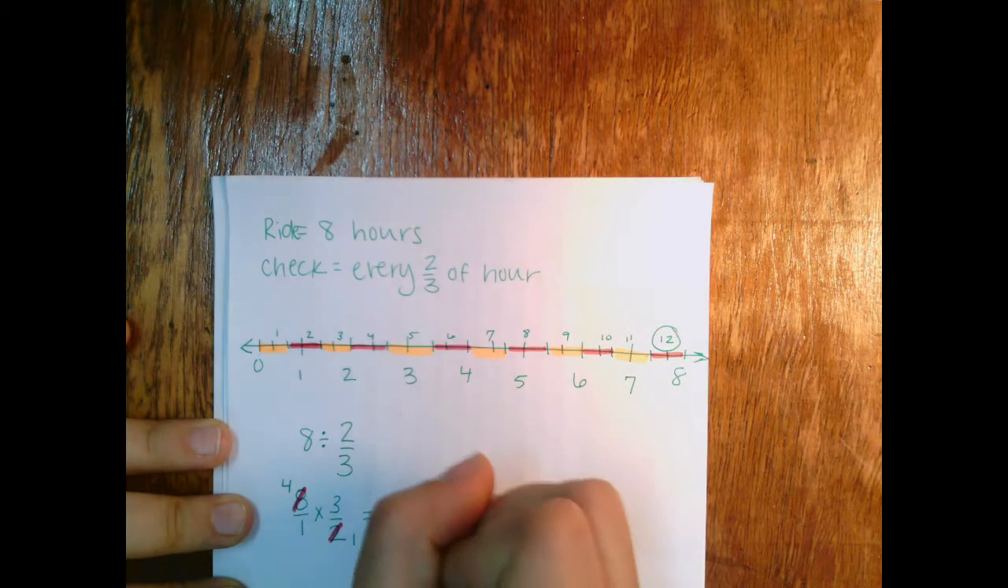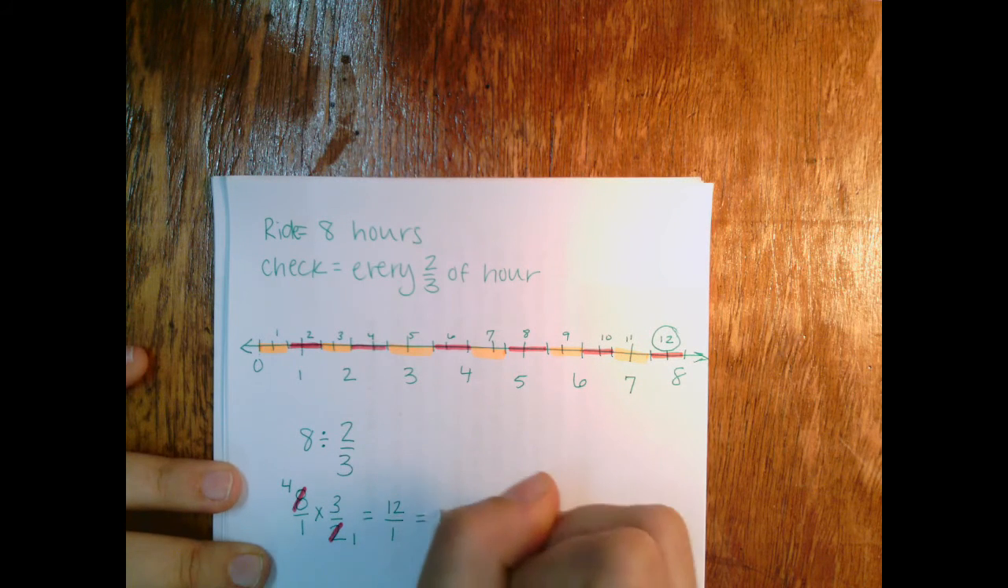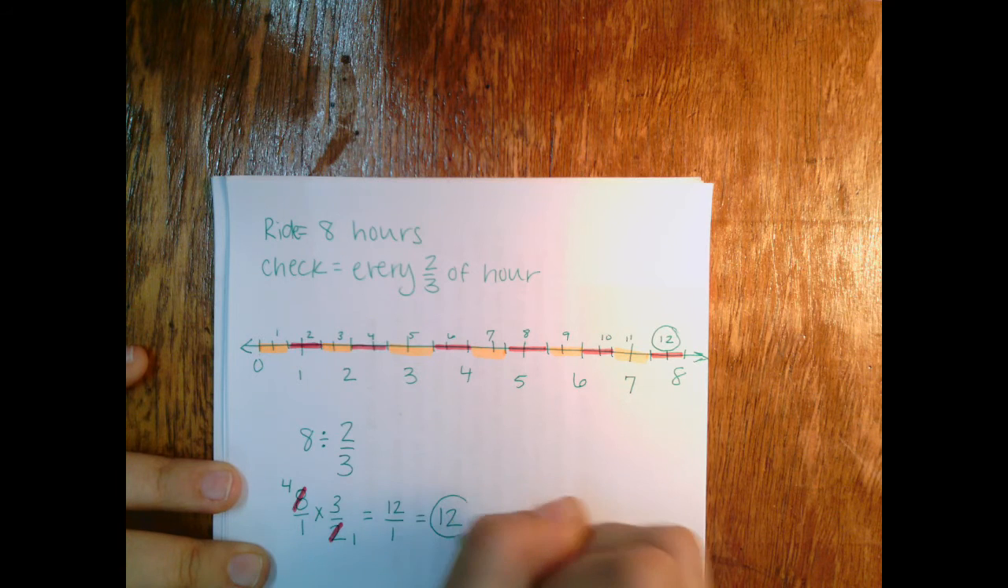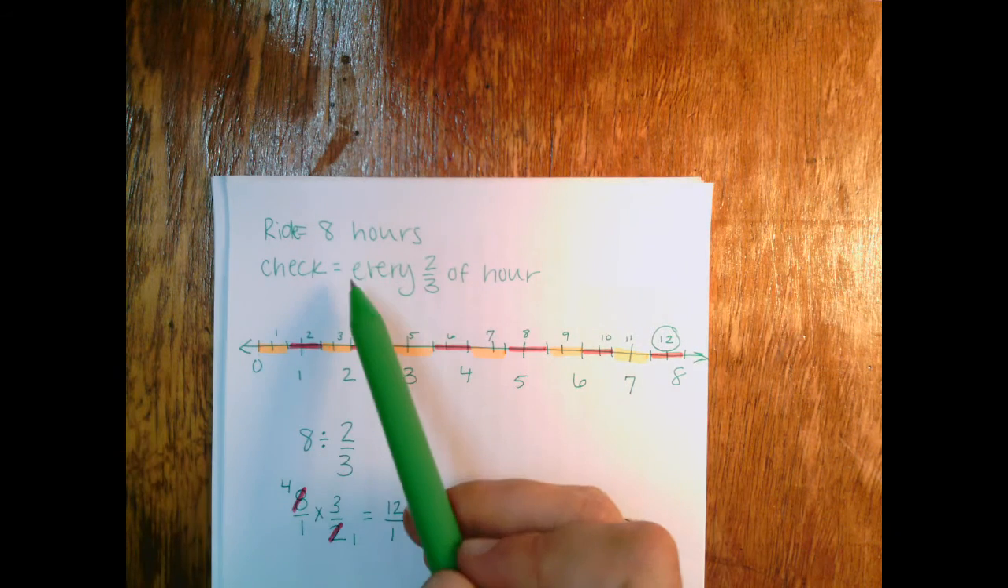4 times 3 is 12. 1 times 1 is 1. And I'm going to end up with 12. Either way, the correct answer to this equation, to this problem, is 12.